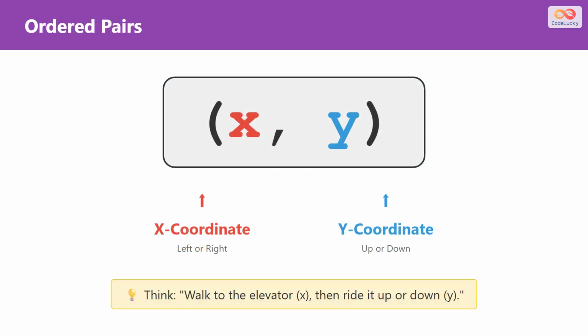Locations on the graph are written as ordered pairs. They look like this, with two numbers inside parentheses. The first number is always the x-coordinate, and the second number is always the y-coordinate. The order is strictly fixed.